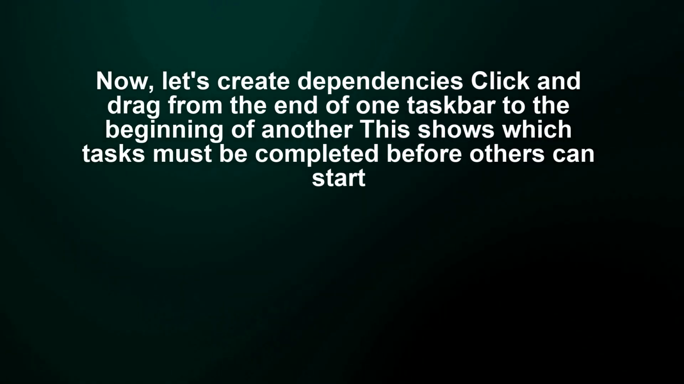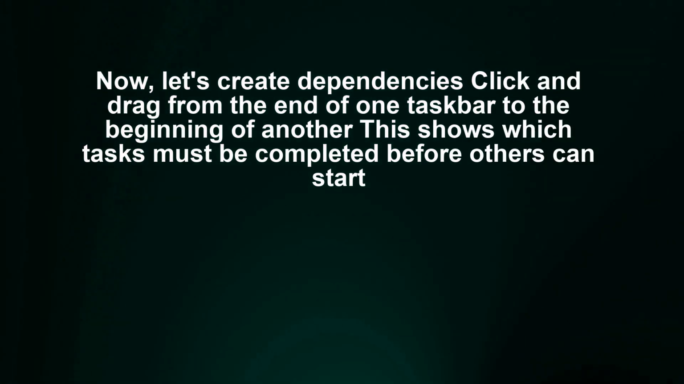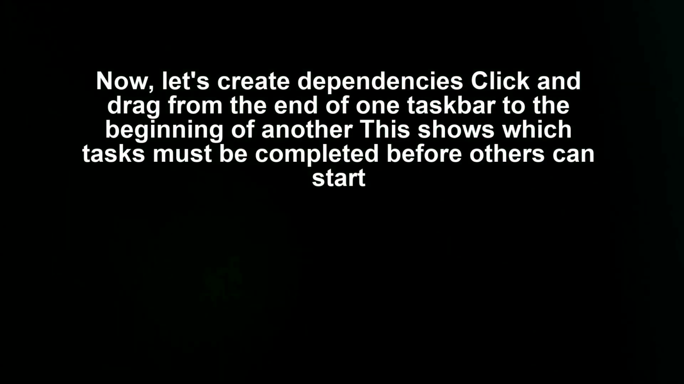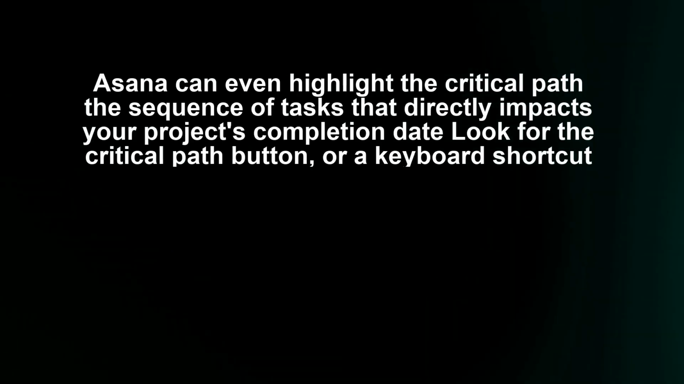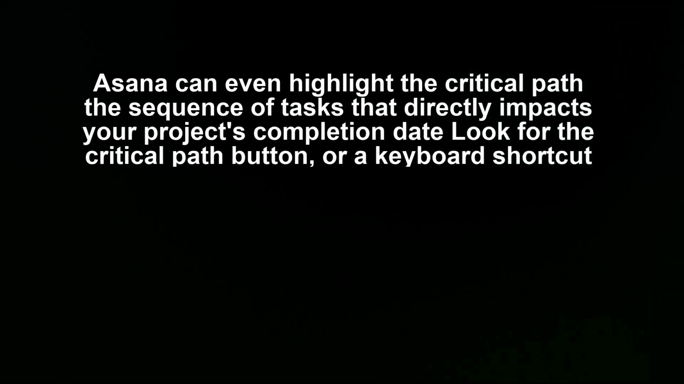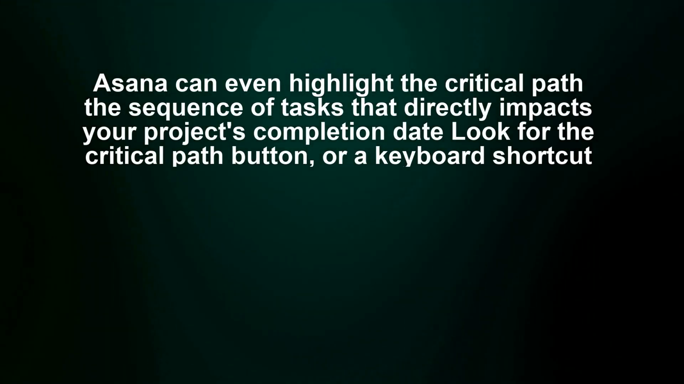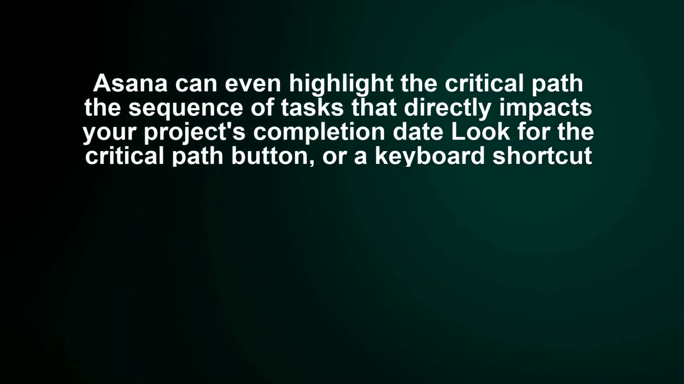Now, let's create dependencies. Click and drag from the end of one taskbar to the beginning of another. This shows which tasks must be completed before others can start. Asana can even highlight the critical path, the sequence of tasks that directly impacts your project's completion date. Look for the critical path button or a keyboard shortcut.